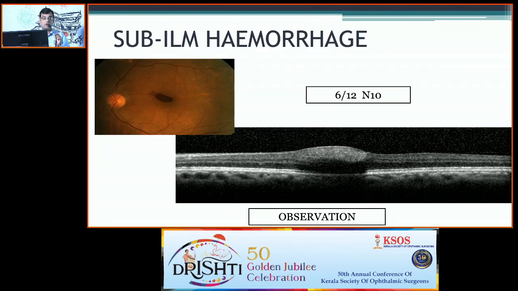But sub-ILM hemorrhage will be a very small confined area of clinically looking hemorrhage over the fovea mostly. It will not be like a huge area as subhyaloid hemorrhage, and usually they don't need any intervention, they resolve automatically.